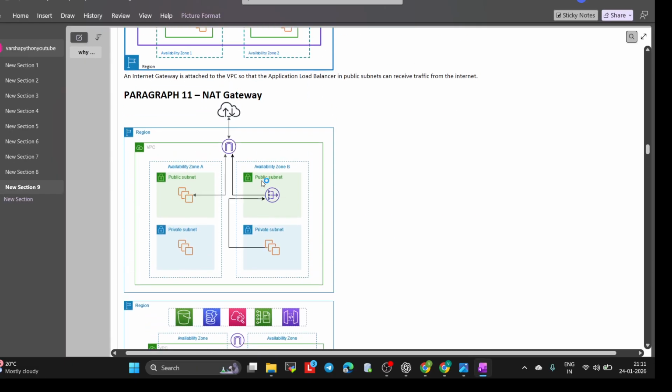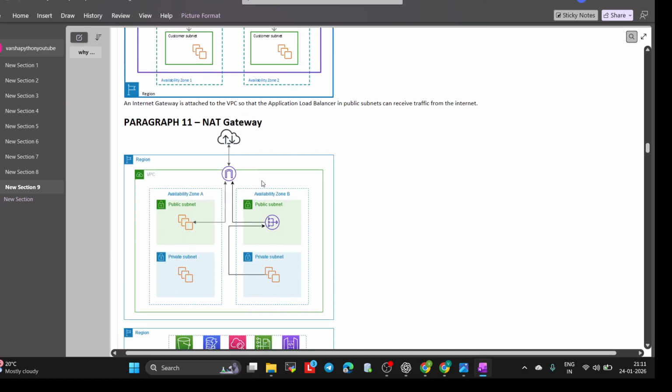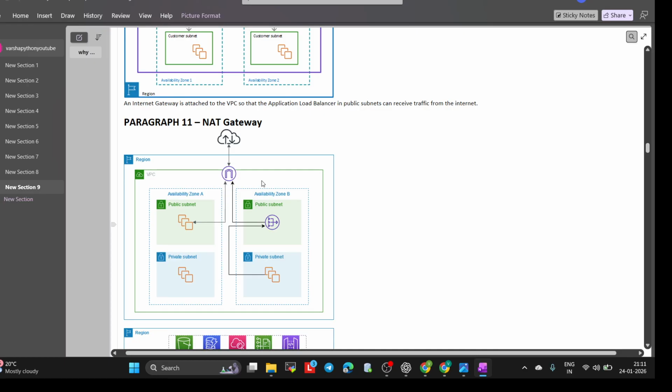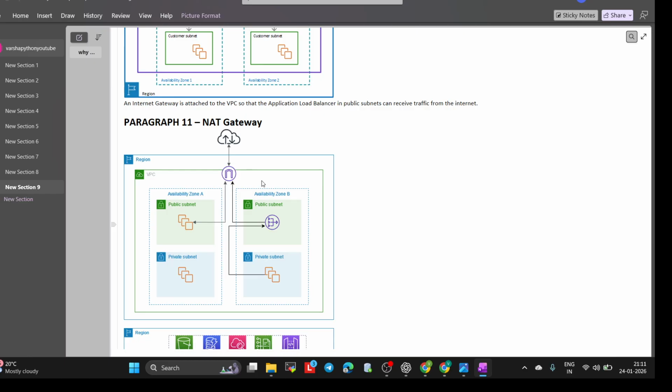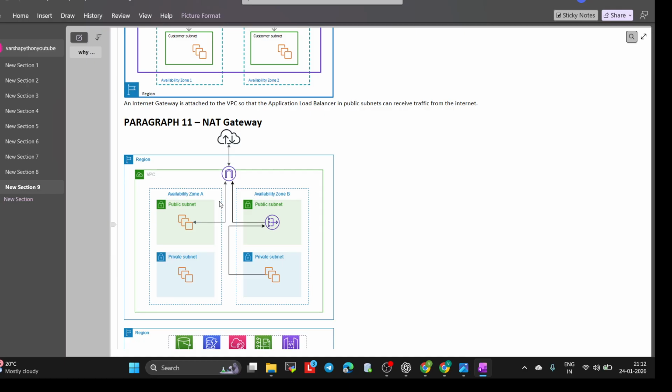So yesterday we discussed up to the internet gateway. Now in today's class we will discuss the NAT gateway. Many people comment in the comment box that they want the practical also, so don't worry. First I will explain the theory with the diagram and architecture, and then I promise I will show you the practical also, by creating the infrastructure and deploying the application on ECS. So let's understand what a NAT gateway is and how to secure outbound internet access with it.